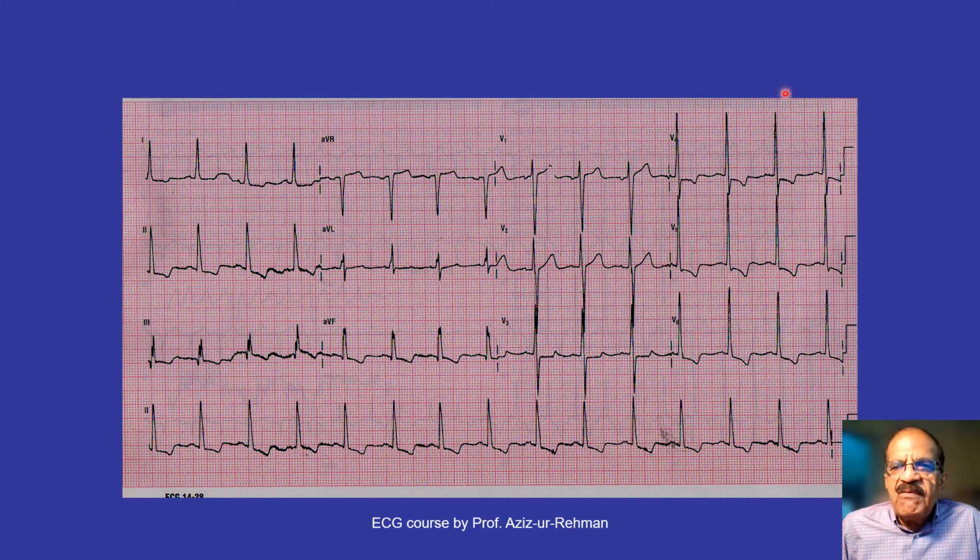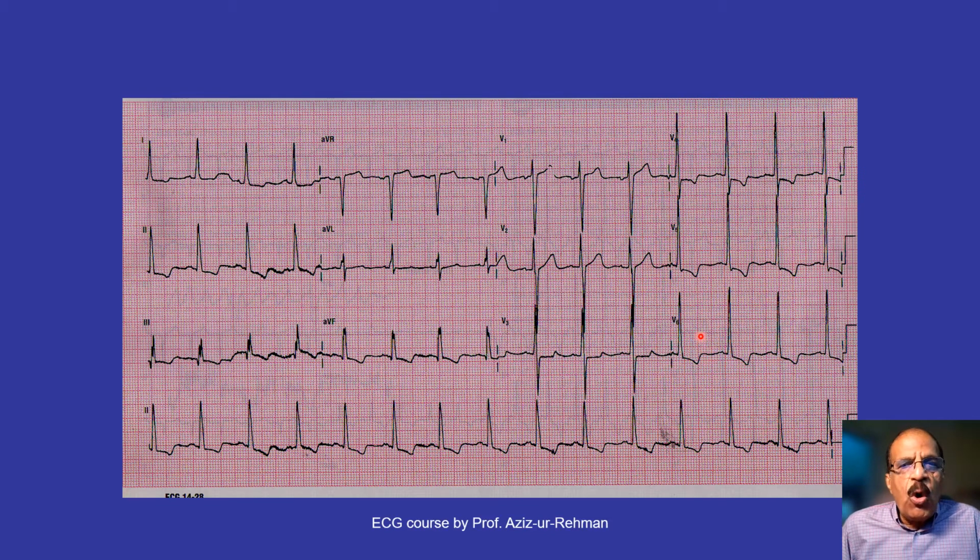One is left ventricular hypertrophy. These QRS complexes are very tall. This we are going to take up in some other module. This is because of the left ventricular hypertrophy. Maybe this patient has hypertension. Now, left ventricular hypertrophy may cause ST depression, but patients with left ventricular hypertrophy are also prone to develop ischemia. So it could very well be ischemia.